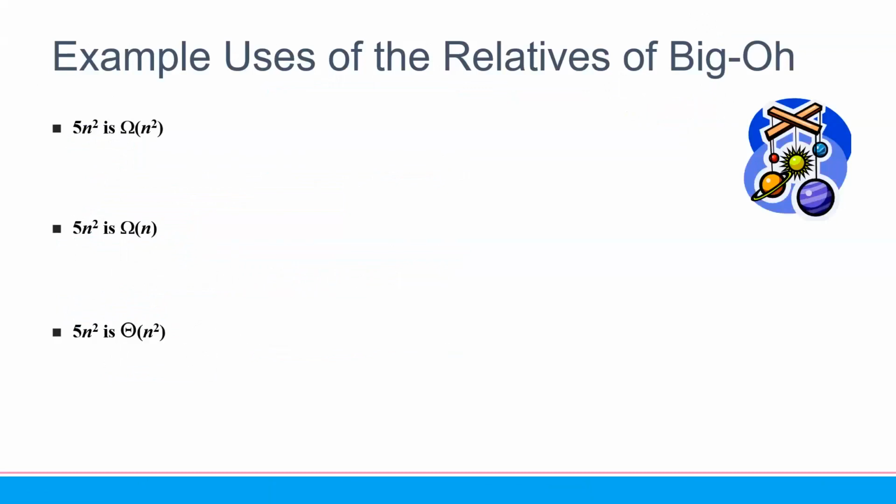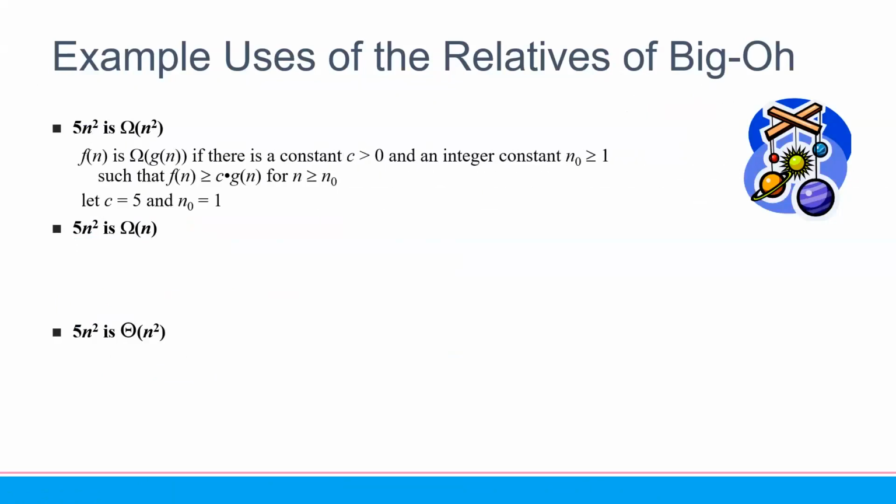Now, let's check these three examples. 5n^2 is big omega of n^2. Yes, it is true, the same as the big O rule, because Fn is still greater than or equal to C·Gn. Because it is n^2, big omega n^2, then it is still true.